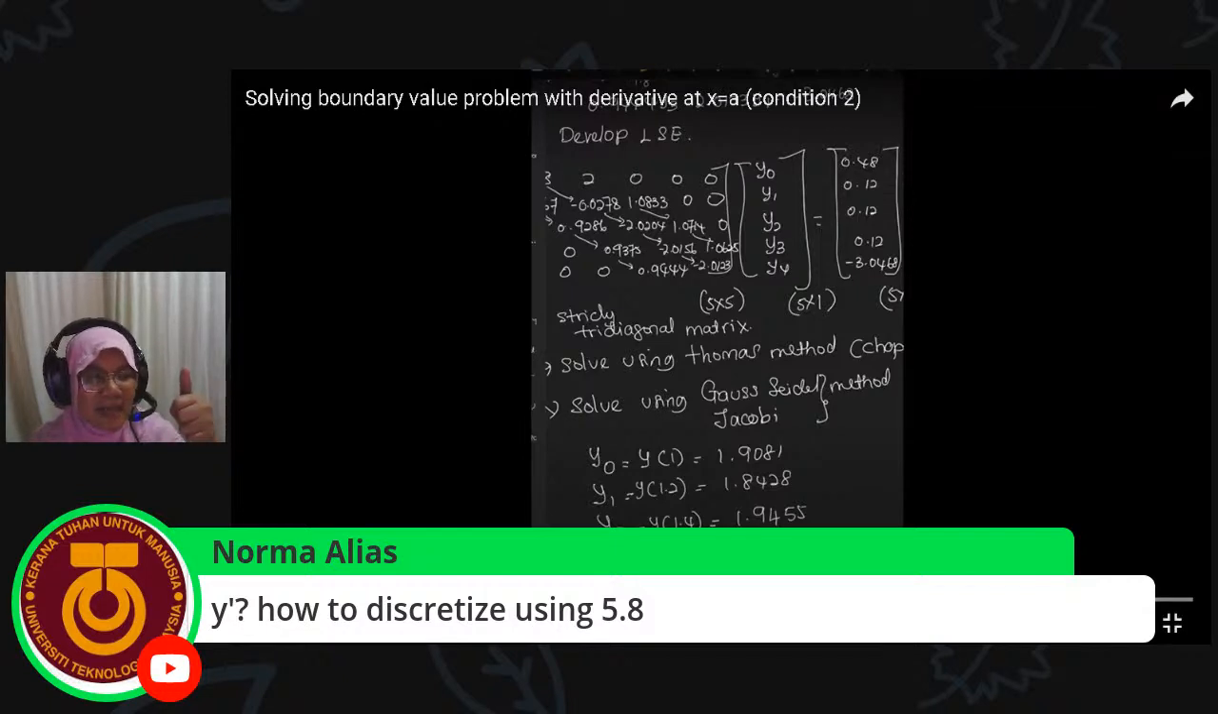What is the step? The first is draw the boundary condition. Second, find the domain, and then do the discretization using the finite difference method. Find the star function, and then generate i starting from 0, 1, 2, 3, 4, because there is no value for y naught, and there is a value for y n. y5 equal to 3, but for y naught there is no answer. So you need to apply the boundary value problem using the finite difference method.